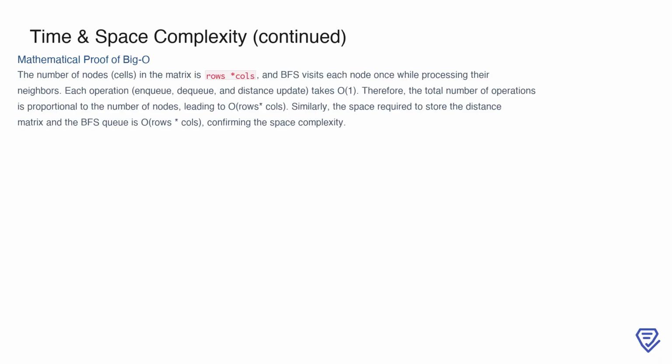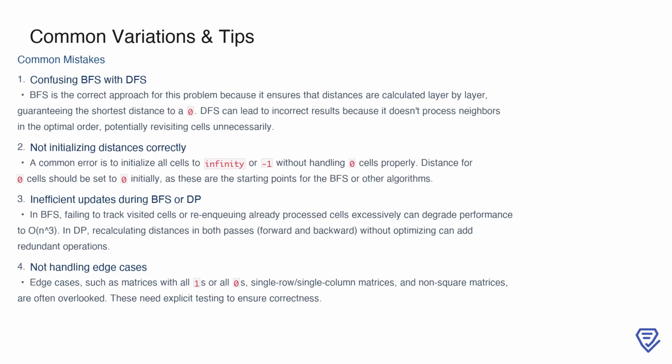When solving the 0-1 matrix problem, there are a few common mistakes to watch out for. First, confusing breadth-first search, or BFS, with depth-first search, or DFS, can lead to incorrect results. BFS is the appropriate choice here because it processes nodes level by level, ensuring that distances to the nearest 0 are calculated in the shortest possible way.